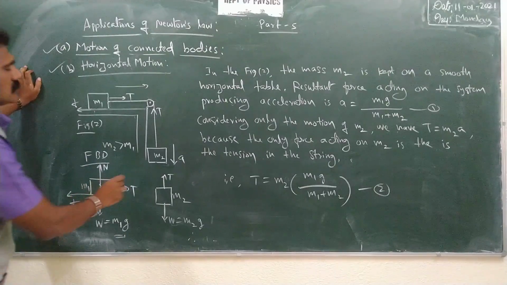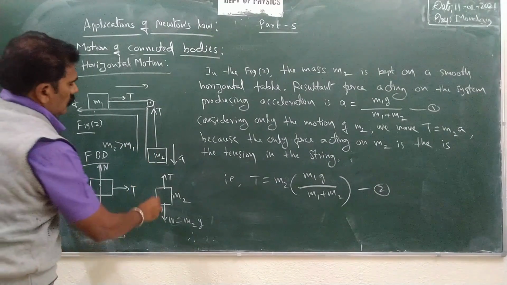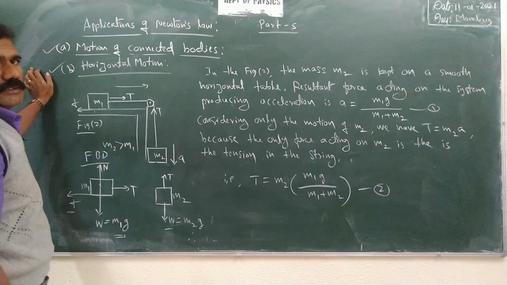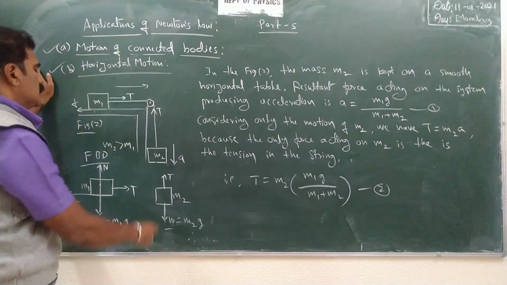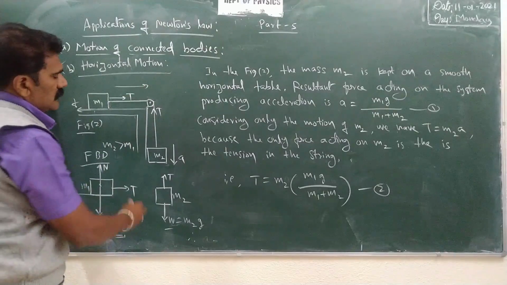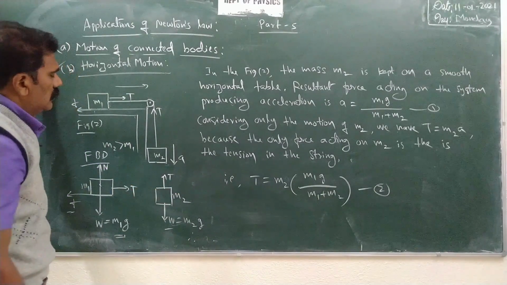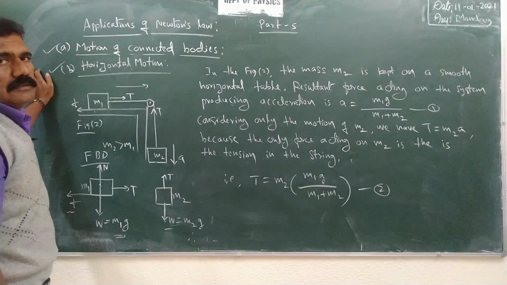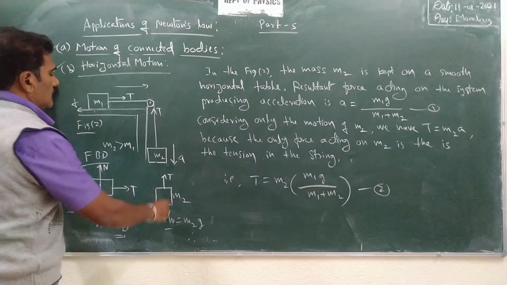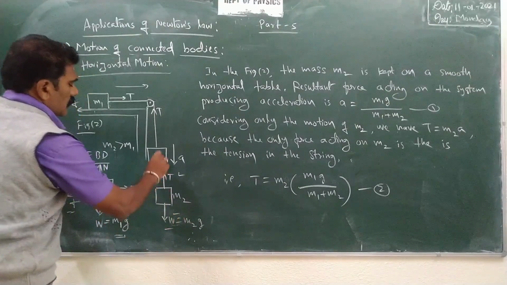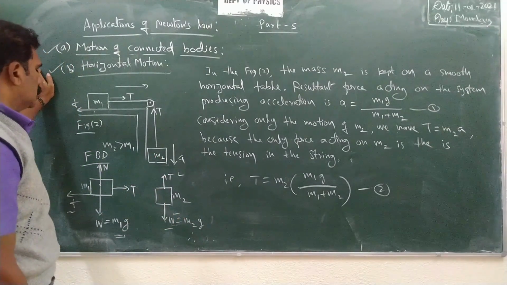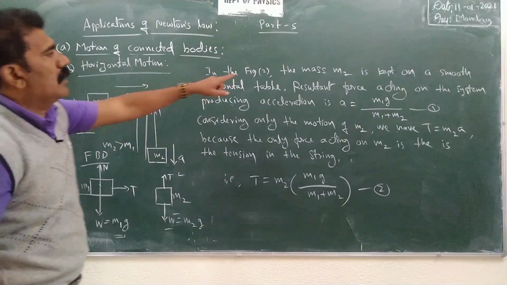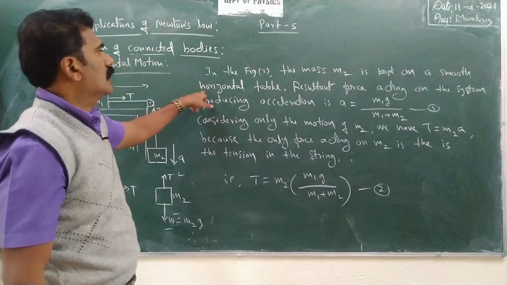Similarly, you consider m2 now. In the case of m2, it is moving downwards, that means its weight W is equal to m2g, always downwards, and it is opposed only by tension. There are no horizontal forces at all acting on the mass m2. So the two forces T and W are acting in opposite directions on m2. That's it. Once you understand the diagram, now let us see. In this figure 2, the mass m2 is kept on a smooth horizontal table.